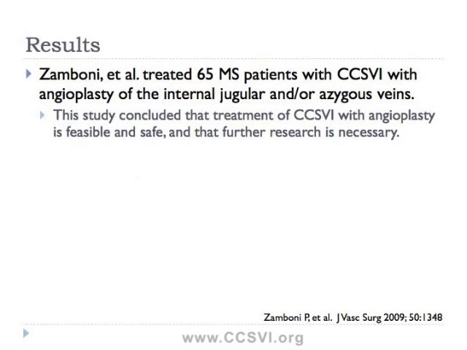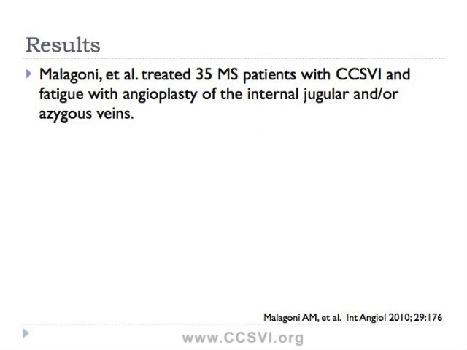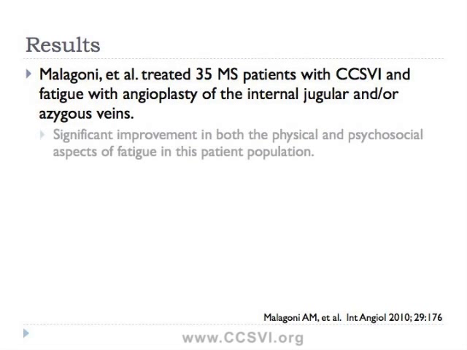The study concluded that treatment of CCSVI was safe and feasible, but remember, this was key, he himself said further research is necessary. And that's a very important part of this whole thing. There was a second study out of Italy which looked at 35 patients with fatigue, and they found significant improvement in many aspects of fatigue in MS patients with CCSVI.